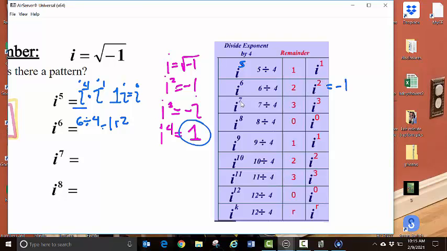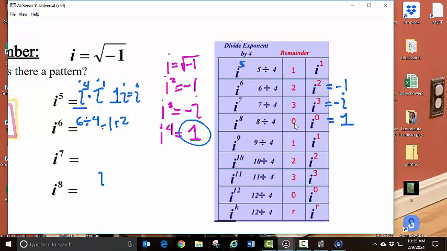If you have an exponent of 7, divide by 4. That's a remainder of 3. And we know that i cubed is negative i. 8 divided by 4 is 2. That means that's a remainder of 0. With a remainder of 0, your answer is just 1. And the pattern will continue over and over and over again.